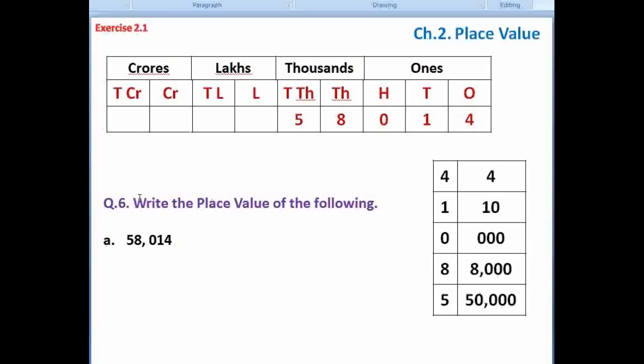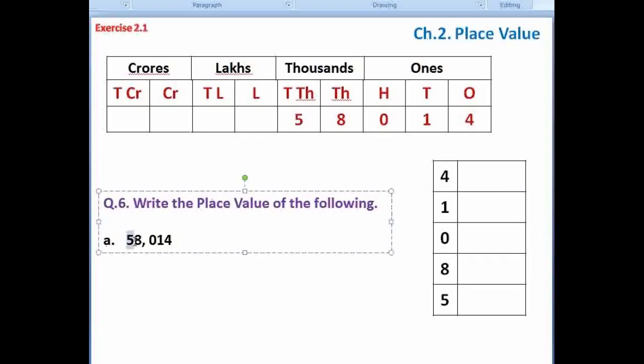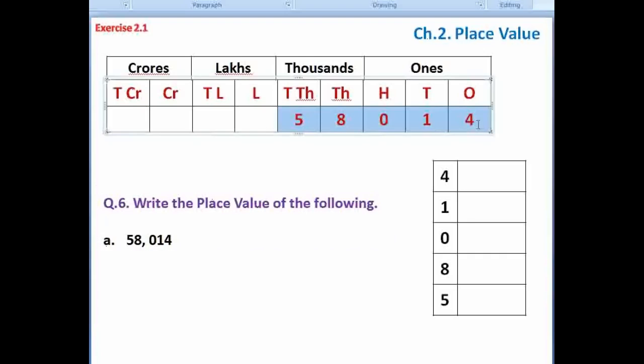There is one more question: you have to write the place value of the following. How to write it? The number given is 58,014. In the ones column you write 4, then in the tens column 1, then in the hundreds column 0, then 8 in the thousands column, and 5 in the ten thousands column. So you have to write its place value.